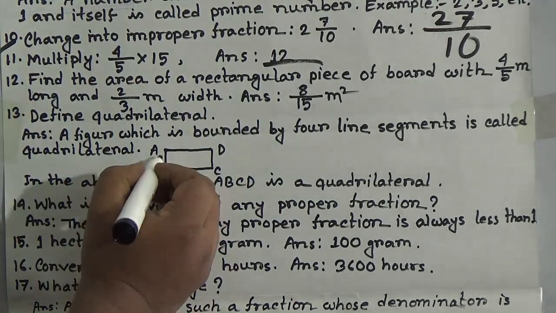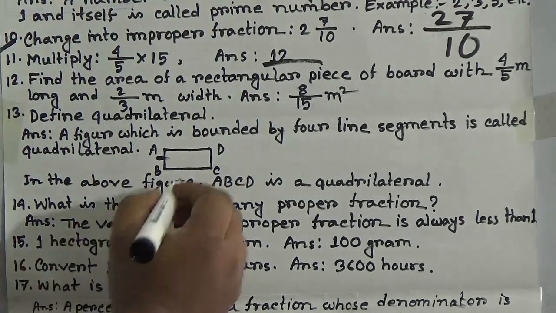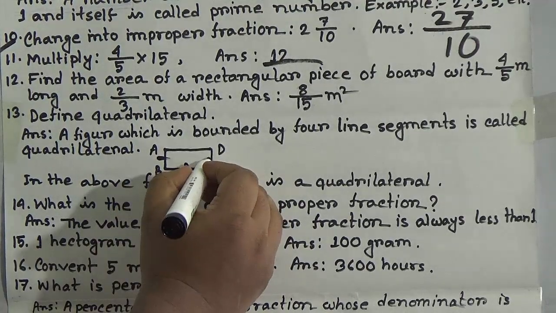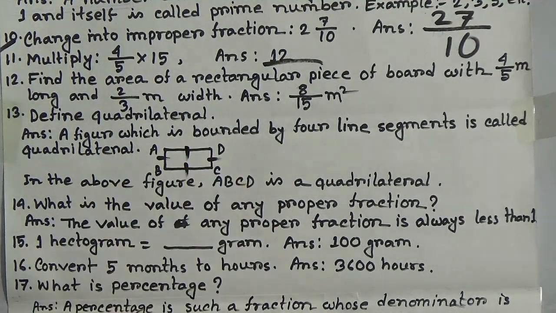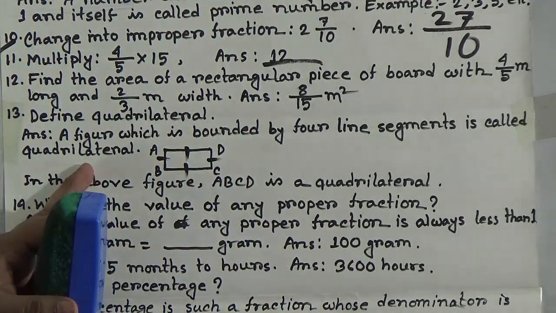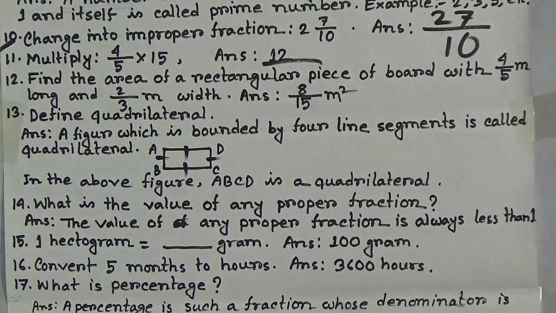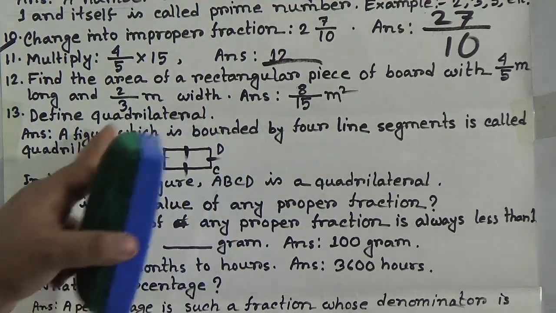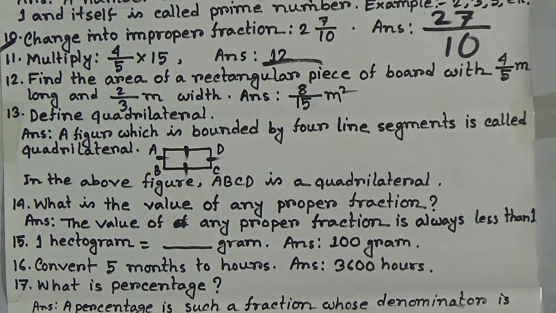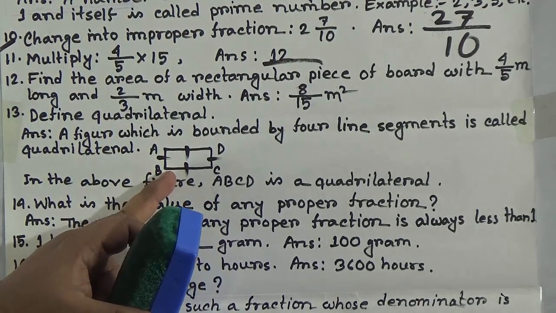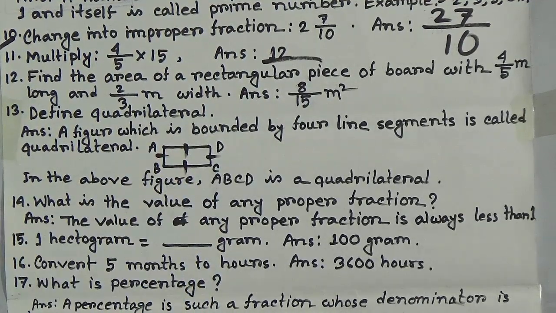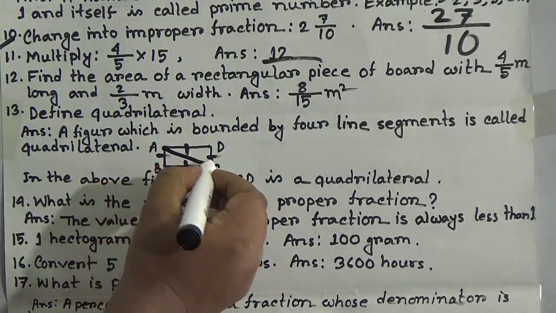Students, notice this is a line segment, this is another line segment, this is another line segment, and this is another line segment. So it is bounded by 4 line segments. If the question asks you to find the characteristics of quadrilaterals, what will happen? It is bounded by 4 line segments. The sum of the 4 angles of a quadrilateral will be 360 degrees and it has 2 diagonals. That means this one and this one.